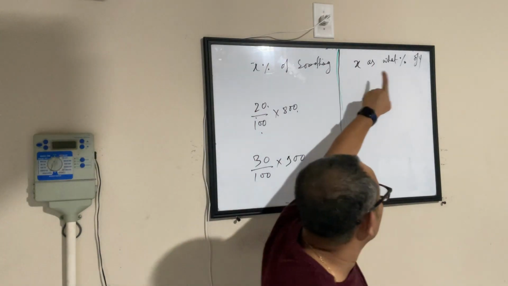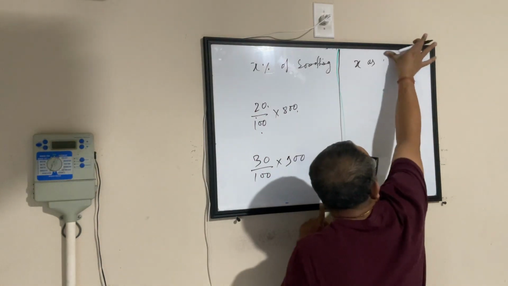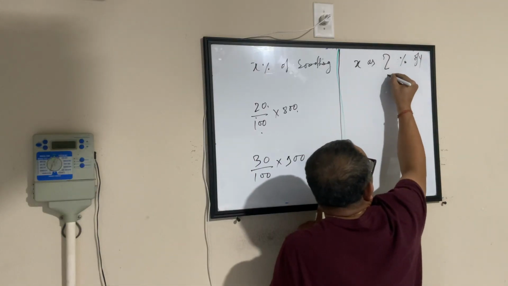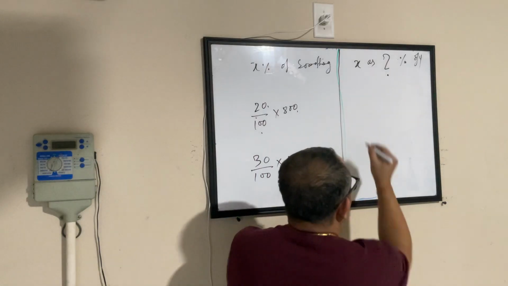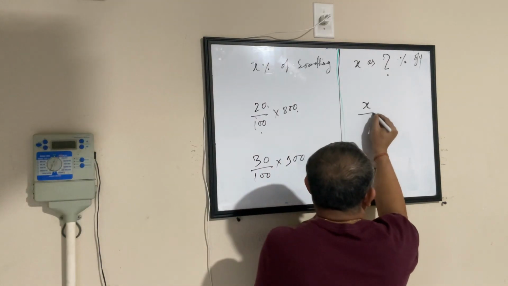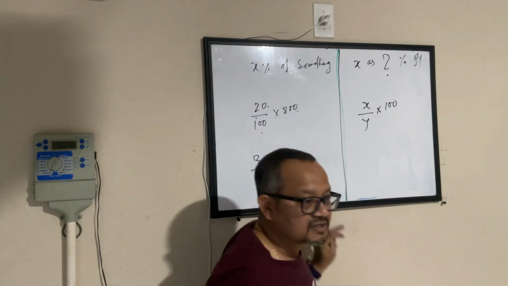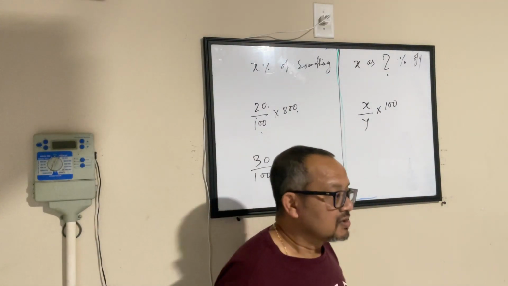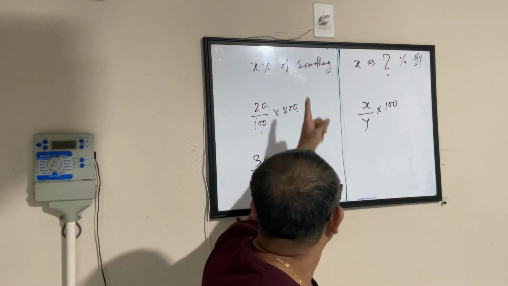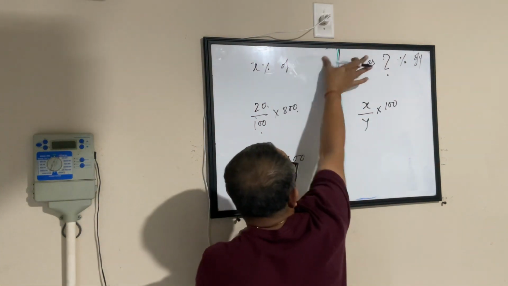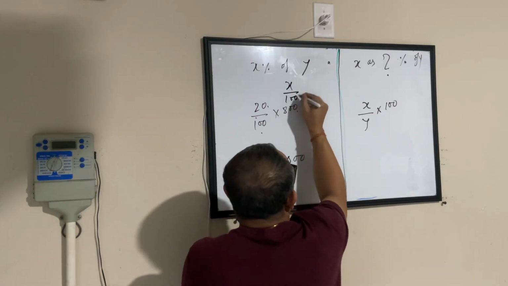Any number is what percent of Y. Let me put a big question mark here. X is what percent of what? So you put X as the numerator, Y as the denominator, and multiply that by 100. This does the calculation for you. What does the first one say? X percent of Y.